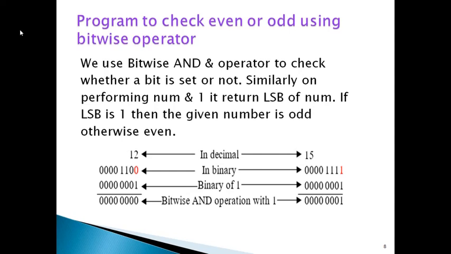The binary form of 1 is 00000001. If you AND these two numbers, 15 and 1, then it returns 1, because the least significant bit is 1 in the number. Then the resultant value is also 1. We will conclude it is an odd number. This is the logic behind this program. Now we will see the program.